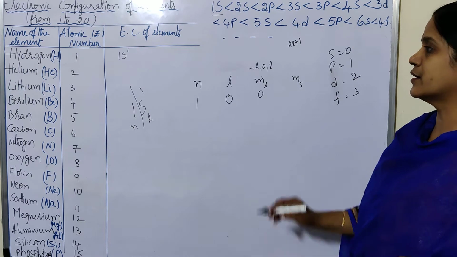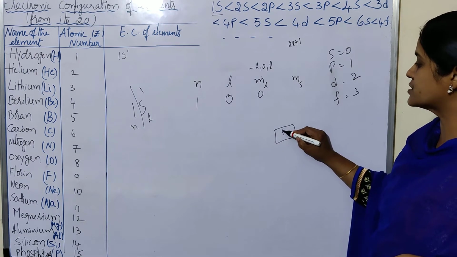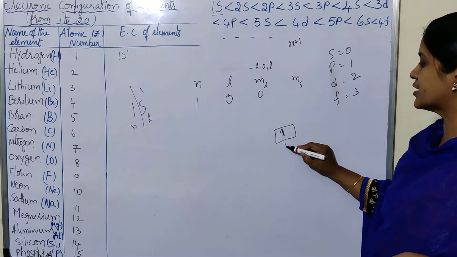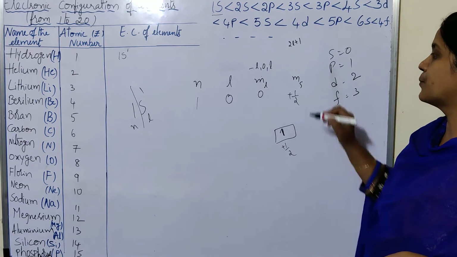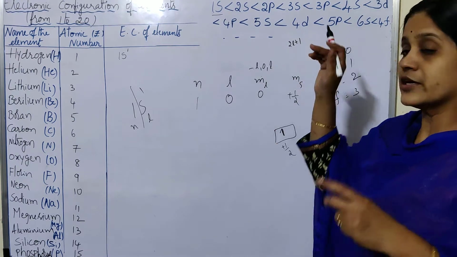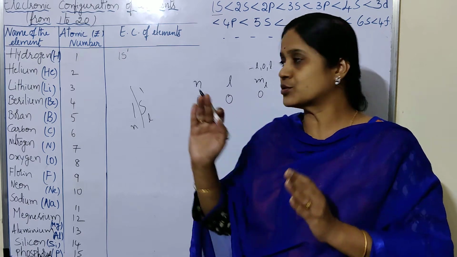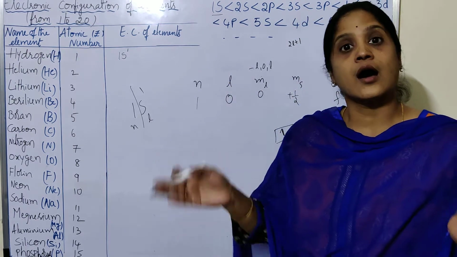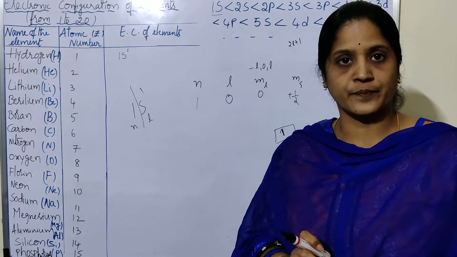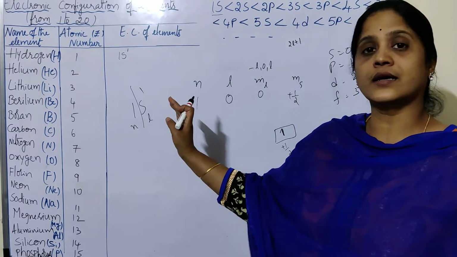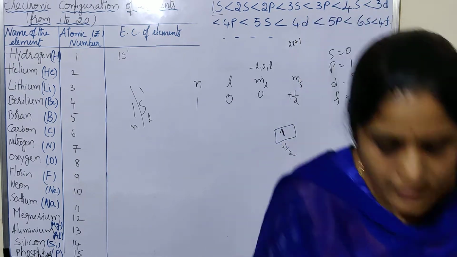And for the spin, in an s orbital only one electron is there, and the first one is always plus half. So you write it as plus half. Sometimes they will ask you to write the electron configuration, or for the electron of a particular atom they will ask you to write all the 4 quantum numbers.